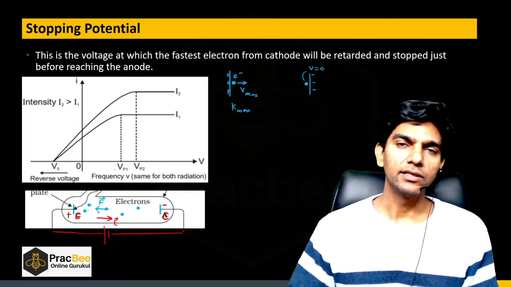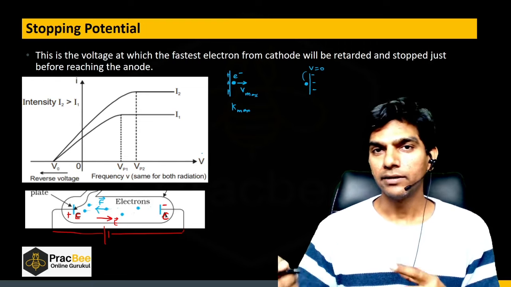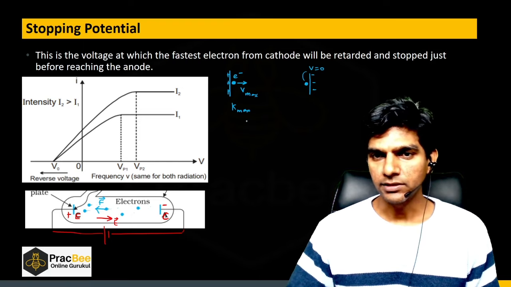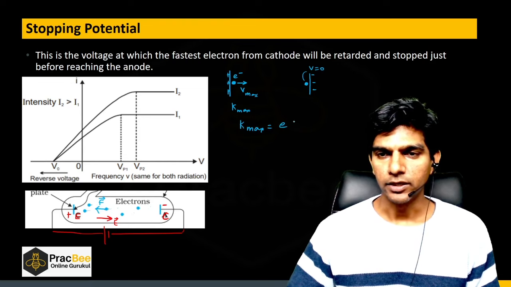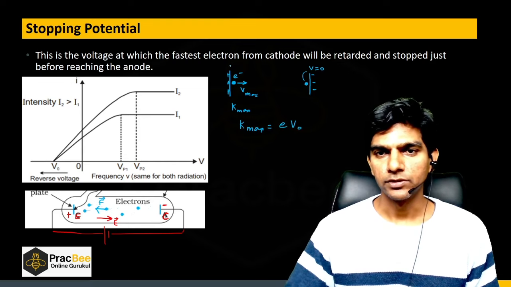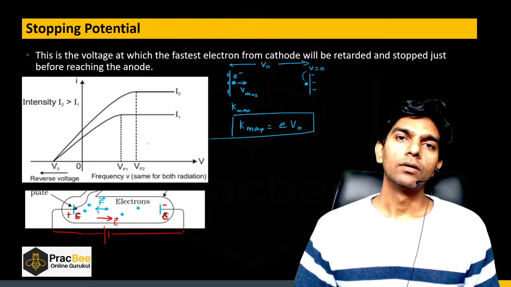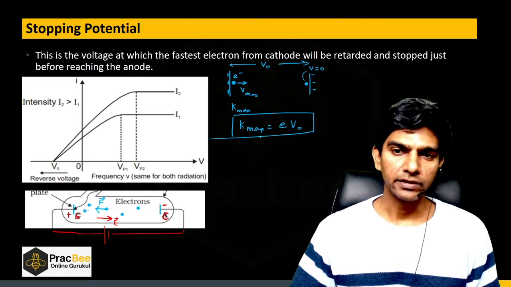So can you see there is a decrease in kinetic energy. And that kinetic energy has gone into increasing the electrostatic potential energy. So we can say this Kmax is nothing but e times the potential difference. So let the potential difference be V naught. So the maximum kinetic energy of the most loosely bound electron will be e times V naught. So we can write it like this.